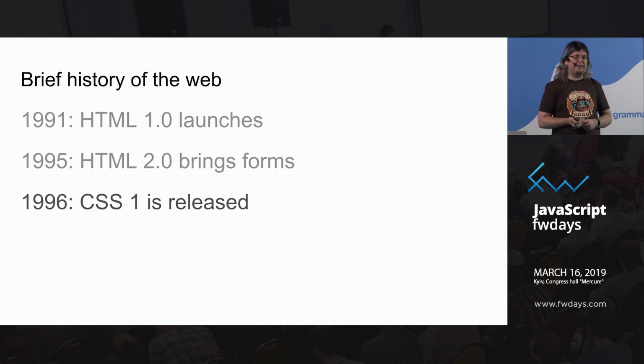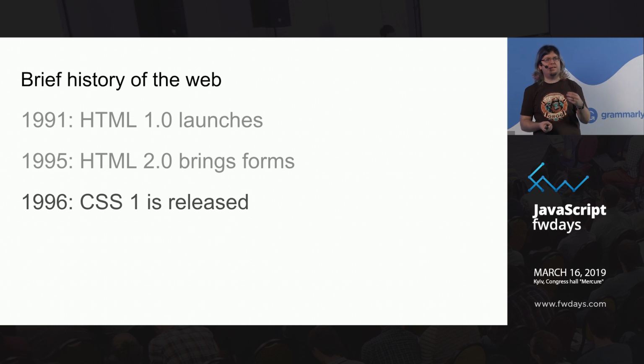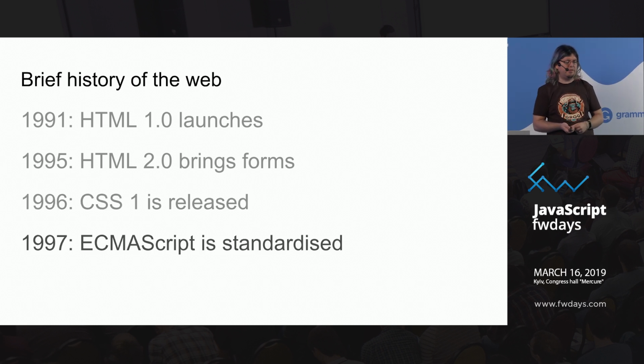Then in 1996, after long discussions, cascading style sheets come around in version 1. So now we can also separate the content, the meaning of our documents, from how they look. We could apply different style sheets. We could make the same content look different in different ways.